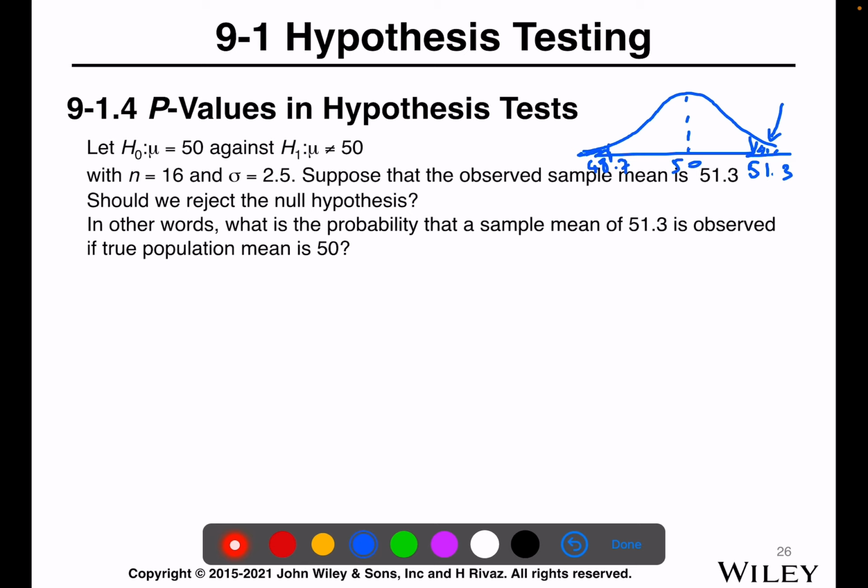We have to make this into standard form, right? So again, we have to use the equation z is equal to x bar minus mu divided by sigma divided by square root of n, right? So this becomes 48.7 minus 50 divided by 2.5 divided by square root of 50, right? And that's it. We have z, and from z we calculate phi, and we multiply that by 2.